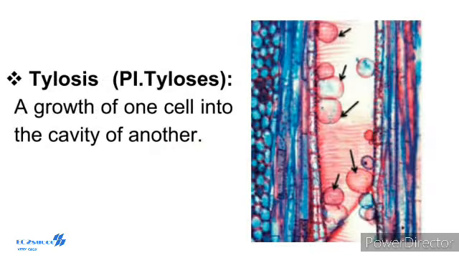Next one, tylosis, plural tyloses: a growth of one cell into cavity of another. The vessels and tracheids of the heartwood get plugged by a balloon-like ingrowth of the adjacent parenchyma cells into their cavity through pits. These ingrowths are called tyloses. Later on, the parenchyma cells become lignified and dead. The cells of the heartwood also get filled with various types of plant products such as oil, resin, gum, tannin, etc.